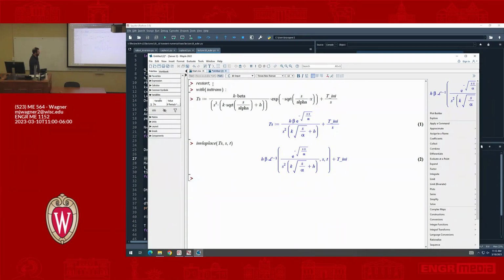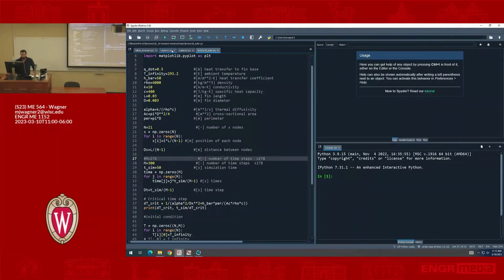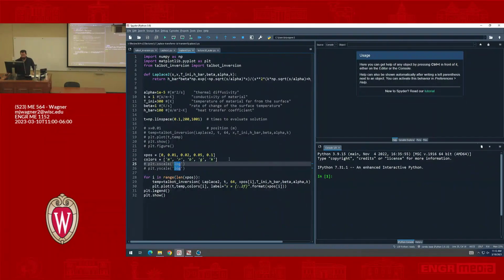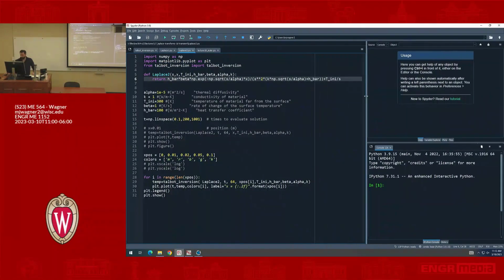So what we need to do then is go to the Talbot inversion and do it numerically. Let's look at that. We're going back to our example Talbot inversion. I believe this is the one we want here. I'm going to code up that function in T of s, and it should look exactly the same. Here you see the square root of s over alpha, the s squared, so it looks pretty similar. T initial over s. It's the same function.